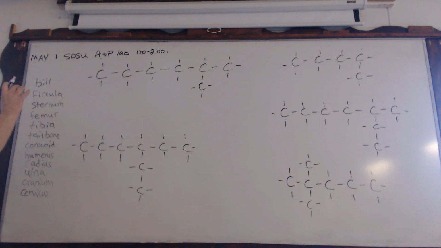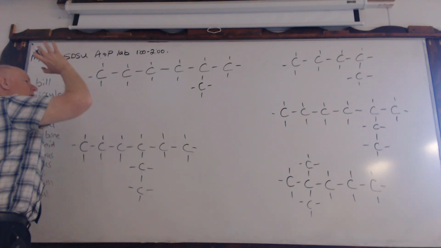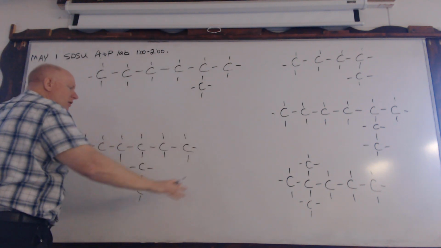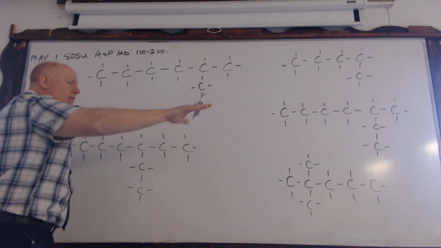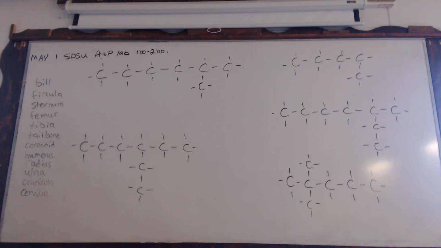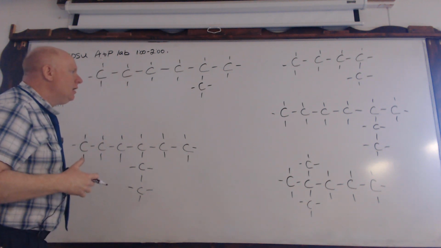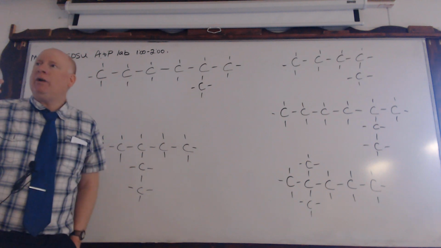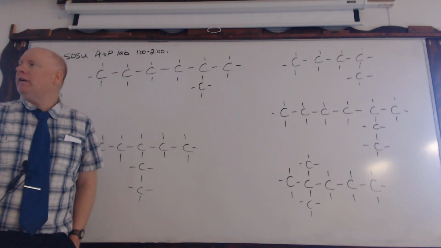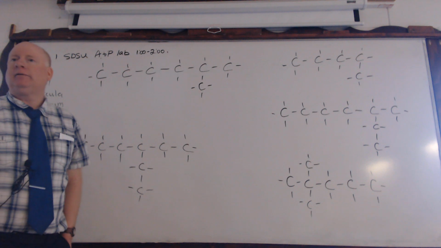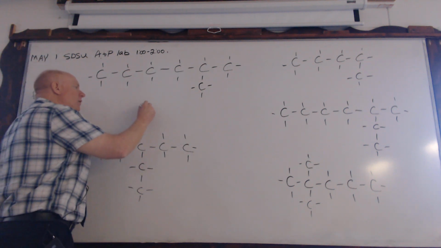So what that means is, for instance, do you want to pick a certain one just at random? Which one? Top left. Okay. So what is your longest continuous chain here? 6. Okay. So therefore, you apply what is the prefix for a 6-carbon compound? Okay. So go with this.